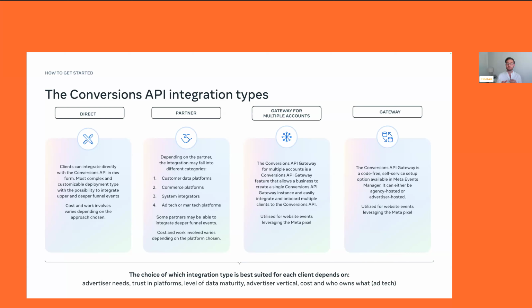What does that mean? So the Conversions API Gateway for multiple accounts is a Conversions API Gateway feature that allows businesses to create a single CAPI gateway instance and easily integrate and onboard multiple clients onto Conversions API.